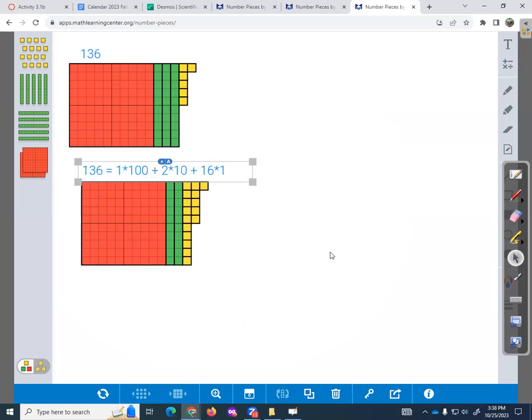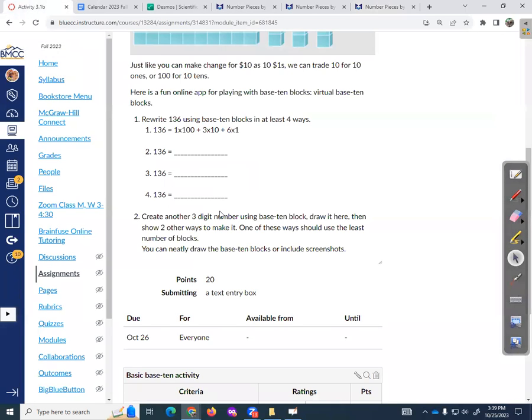And then once you do that, you're going to make up another 3-digit number that you could use the toys with. I would recommend maybe not 999. That's a little messy with the toys. And then show some different ways to expand it with the toys. So part 2 here is, again, you create a 3-digit number and then show two other ways besides the standard way to represent it with base 10 blocks.